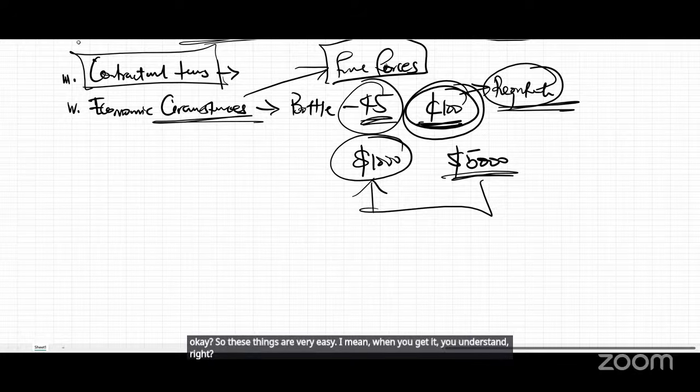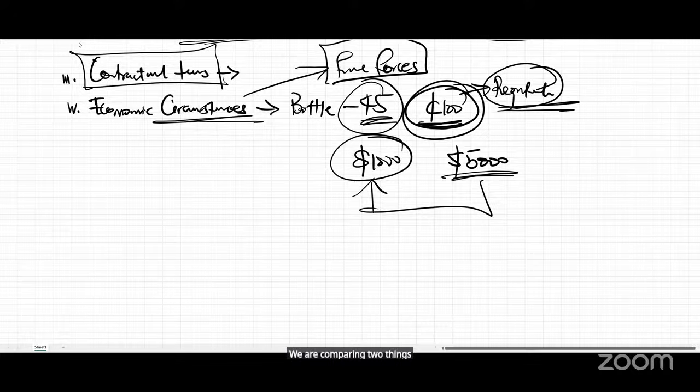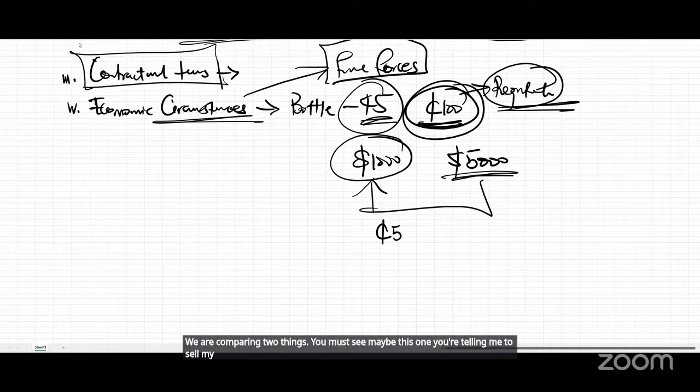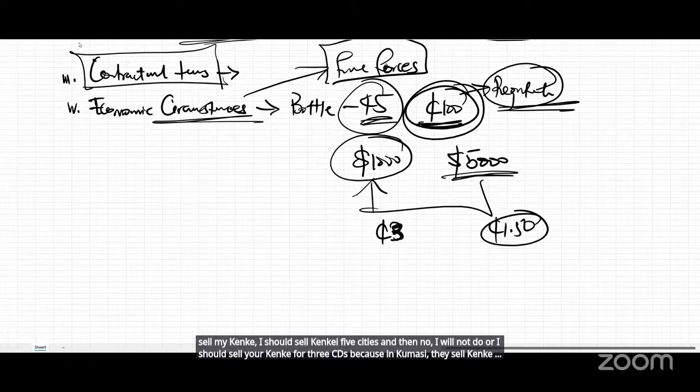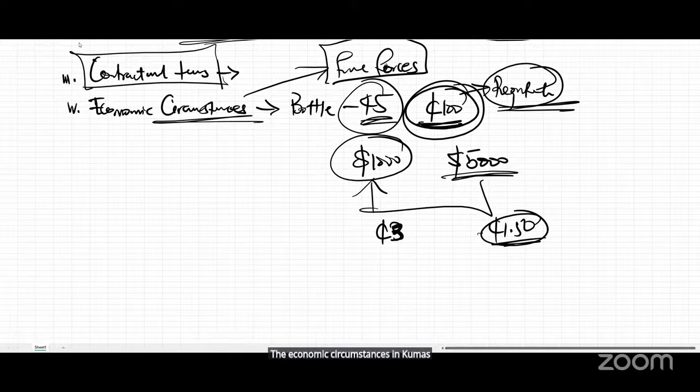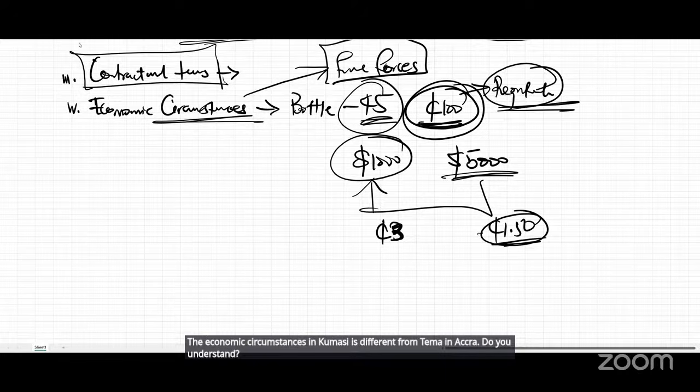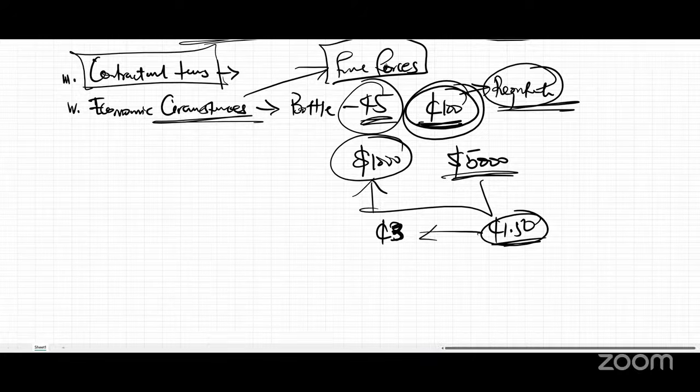You are comparing two things. Maybe you're telling me to sell my Kenke for 5 cedis. No, I will not do it. Or I should sell your Kenke for 3 cedis, because in Kumasi they sell Kenke for 1 cedi 50 pesewas. It's not possible. The economic circumstances in Kumasi are different from Tema and Accra. Do you understand? Yes, sir. So these are the things that determine finally the business strategy.